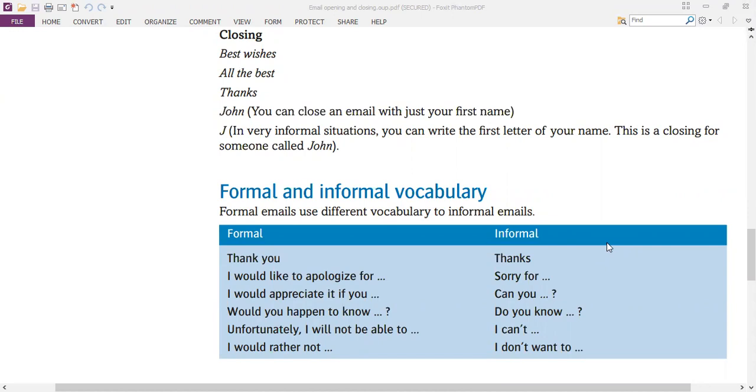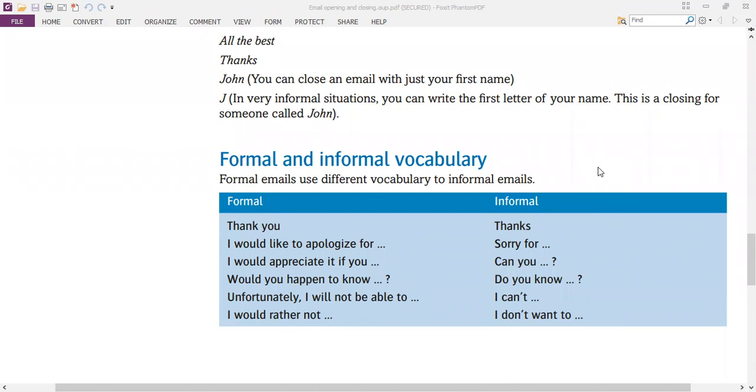can be varied for varied purpose emails. So whether it's formal or semi-formal or informal, you can change the words accordingly. And some of the formal and informal vocabulary items are also given for your ease and help. So formal emails use different vocabulary to informal emails. So formal, for example, thank you, and informal, thanks.